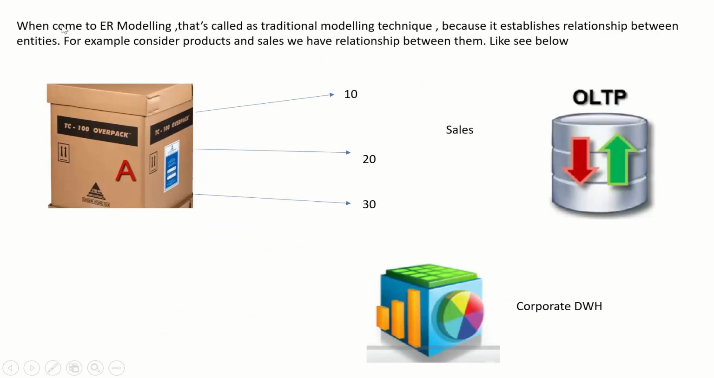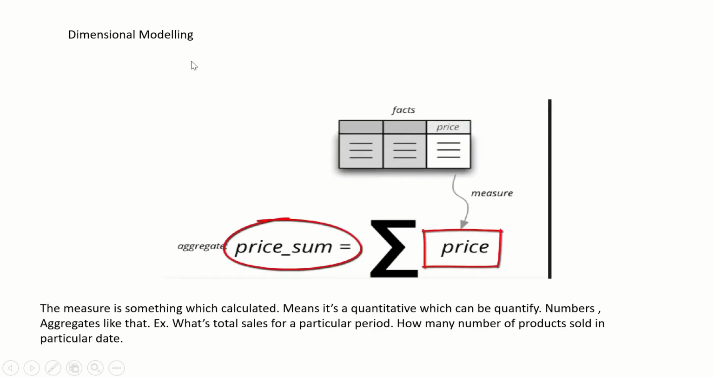When it comes to ER modeling, that's called the traditional modeling technique because it establishes relationships between entities. For example, consider the product having a relationship with the total sold quantities, like 10, 20, 30. That's happening in the OLTP model, and this is the corporate data warehouse. So here we are using OLTP, and for the data warehouse we are using OLAP. So this is dimensional modeling.